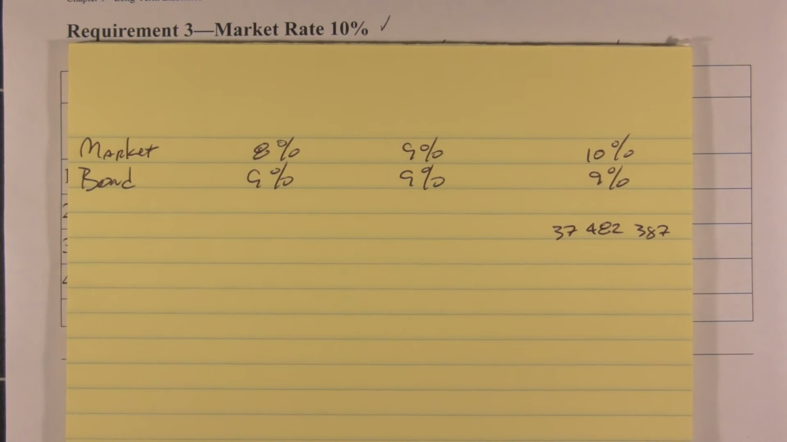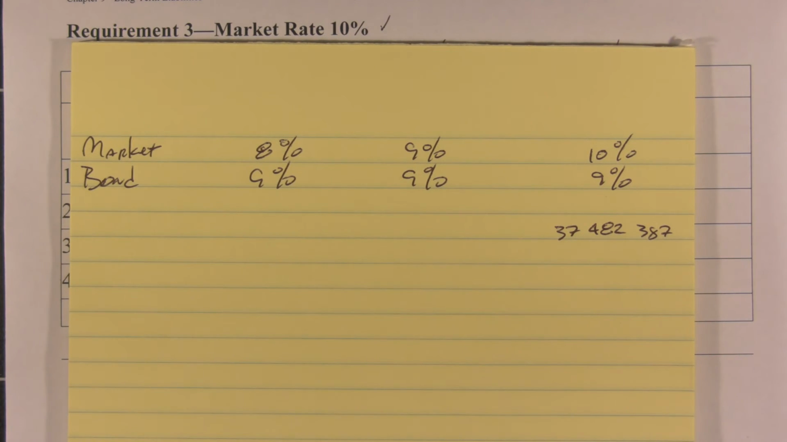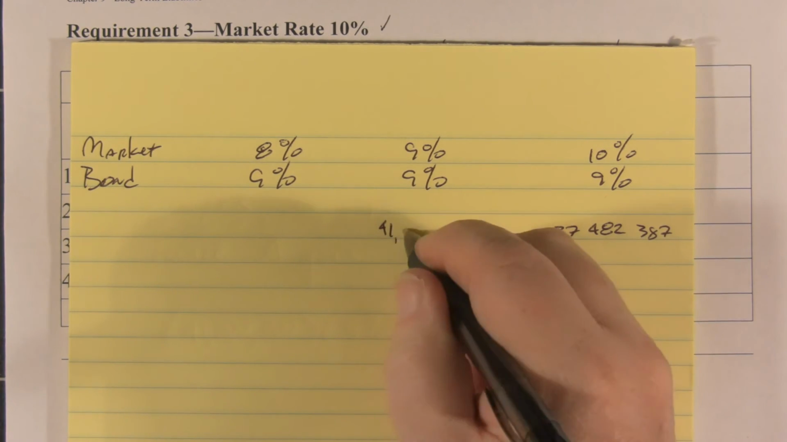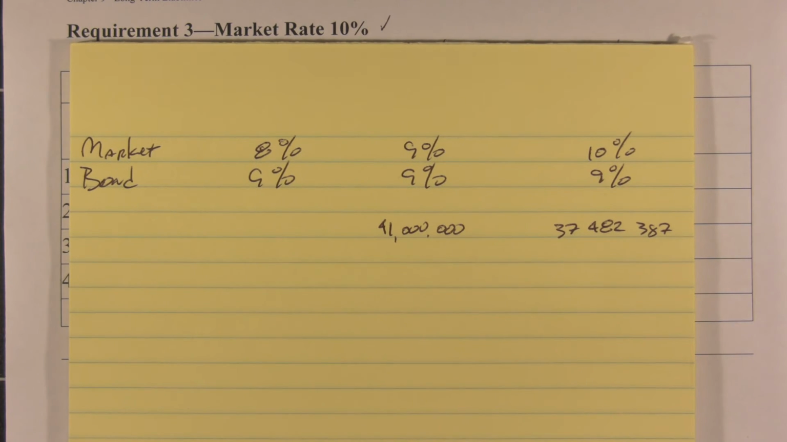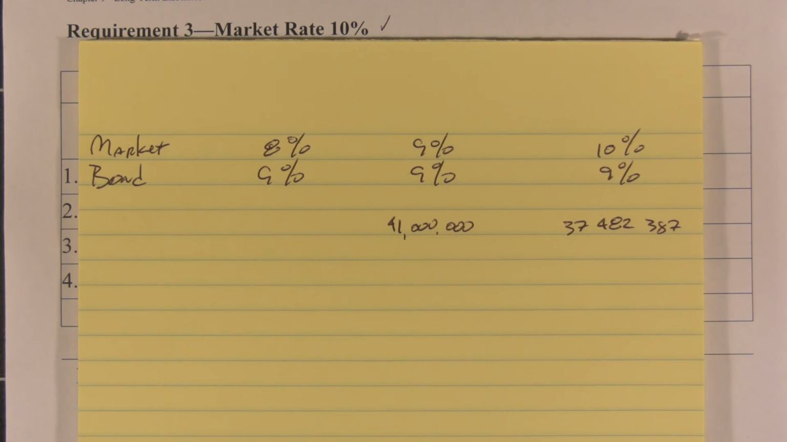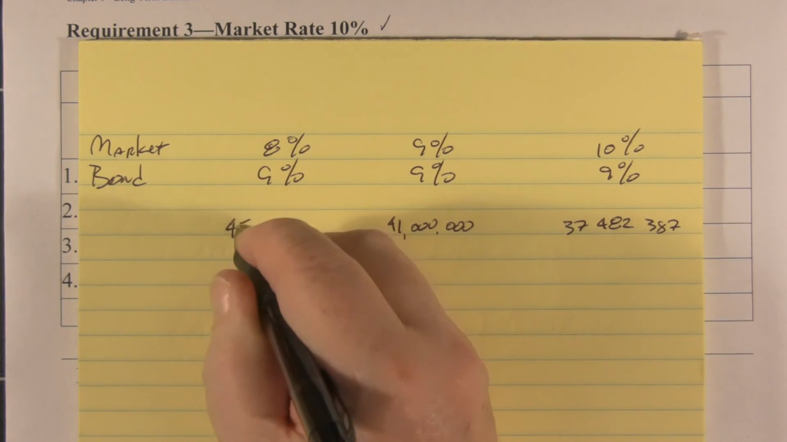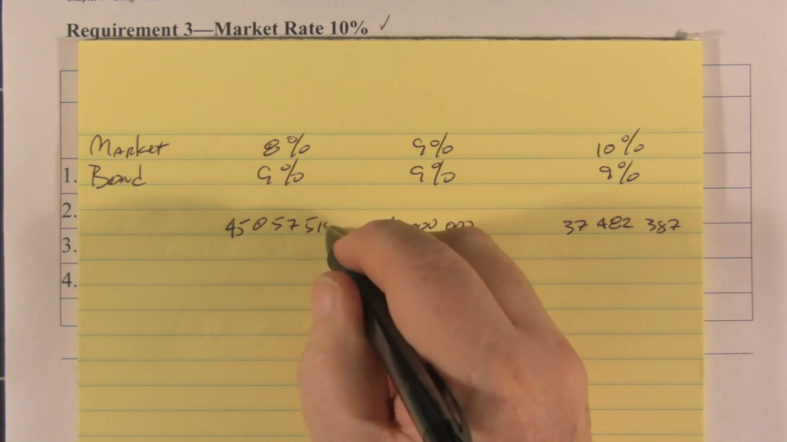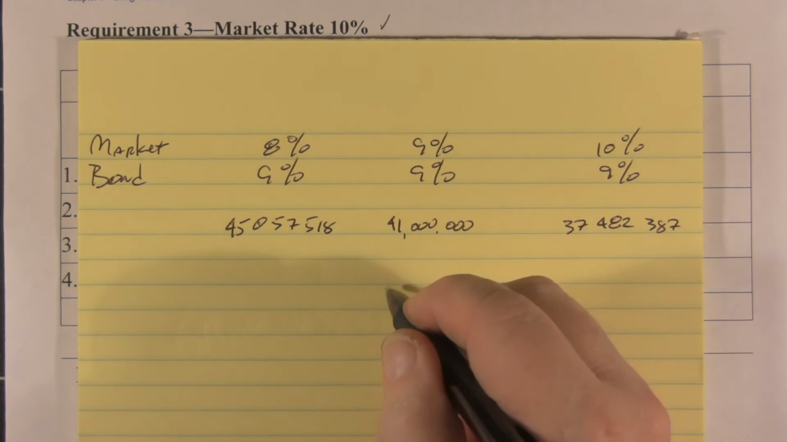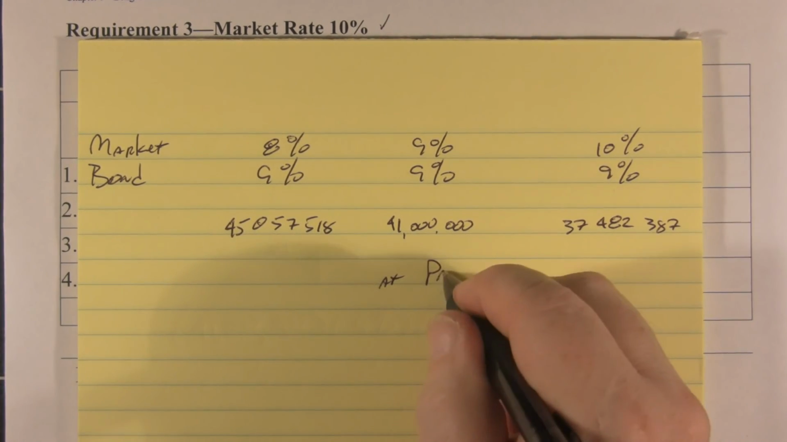When we had a bond rate and a face rate exactly the same, our bond sold for $41 million, which was the face value of the bond. And when our bond was paying more than the market rate, where our bond was paying 9% and the market rate was 8%, our bond sold for $45,057,518. This is called selling at par.